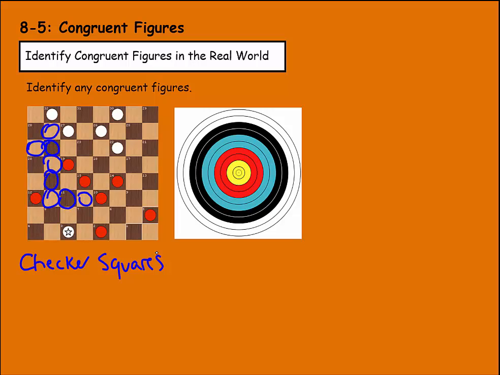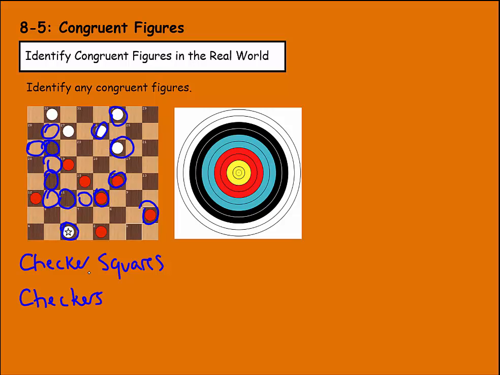Then also these checkers would be congruent as well. See, these white checkers all the same size and shape, and these red ones have the same size and shape as well. And remember, color doesn't matter. Neither does a star on top of a checker either. This is going to be the same size and the same shape. Just because that star is printed on there doesn't make it any different. So we'll say the checkers themselves.